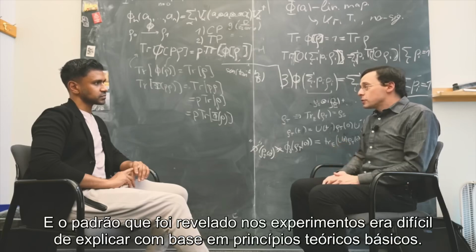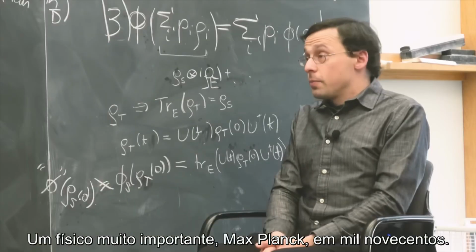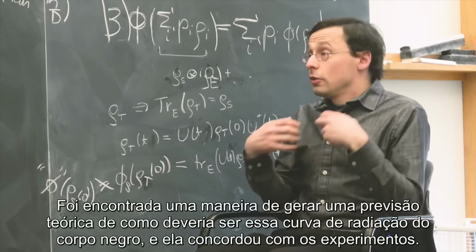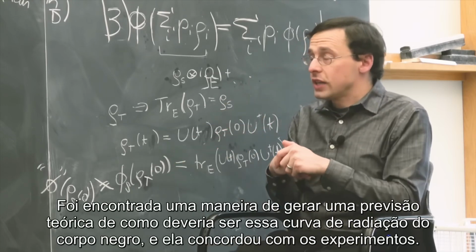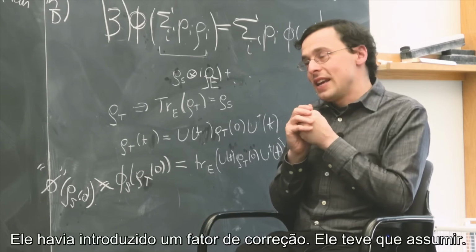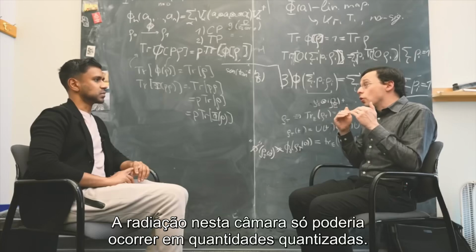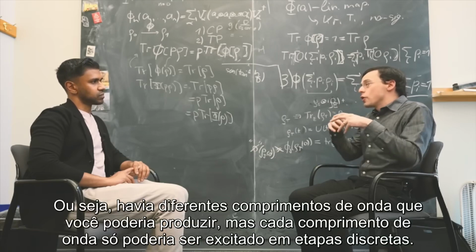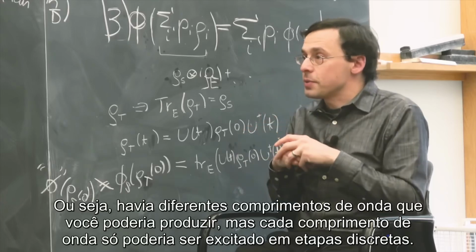And the pattern that was revealed in experiments was difficult to explain on first principles theoretical grounds. A very important physicist, Max Planck, in 1900, found a way to generate a theoretical prediction of what this black body radiation curve should look like, and it agreed with experiment. But in order to get there, he had to kind of hack his formulas. He had to introduce a fudge factor. He had to assume that radiation in this chamber could only occur in quantized amounts. That is, there were different wavelengths you could produce, but each wavelength could only be excited in discrete steps.